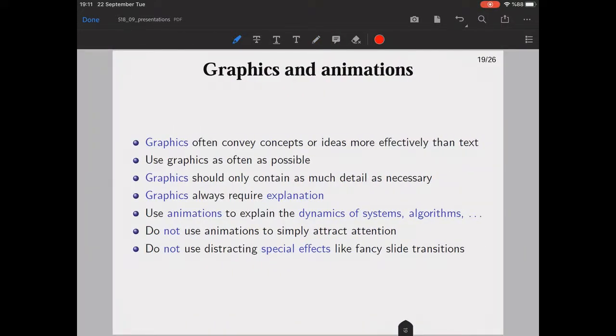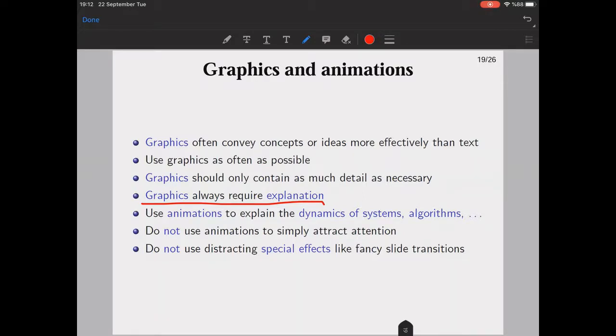The graphics and animations. Graphics often convey concepts or ideas more effectively than text. We know this. We focus on graphics more. And use graphics as often as possible, which I don't do here now, but normally I should do it more. Okay. Graphics should only contain as much detail as necessary, just the enough amount of detail. But be careful. Graphics always require explanation. Okay. If you put a graph, then don't leave it there.